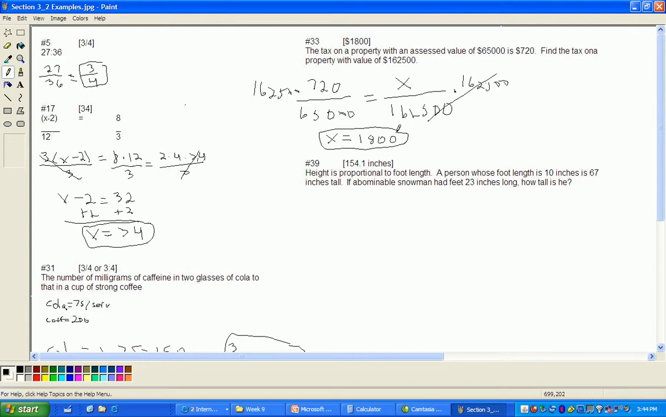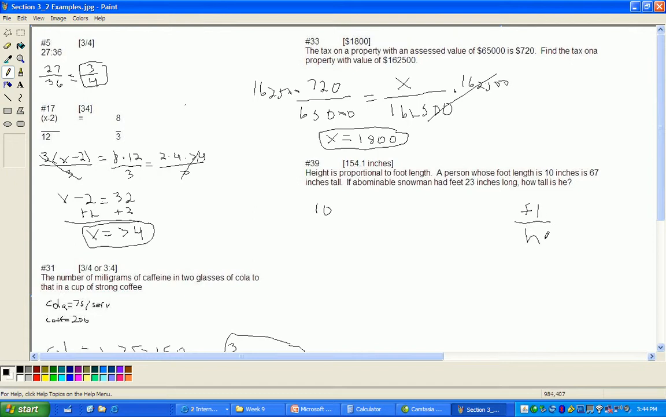Our last example, number 39: height is proportional to foot length. So your height is proportional to your foot length. A person whose foot length is 10 inches is 67 inches tall. So I'm going to say foot length to height. That's how I'm going to structure my ratios. Foot length is 10 inches to 67 inches tall.